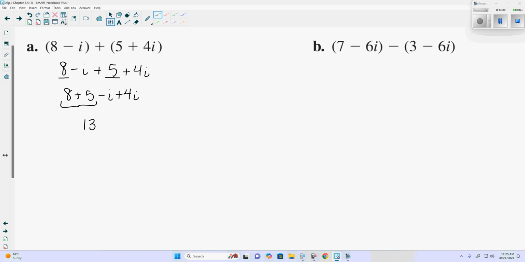So that's positive 13. Negative i plus 4i, and it would be a positive. We can say 4i. So we moved it around.